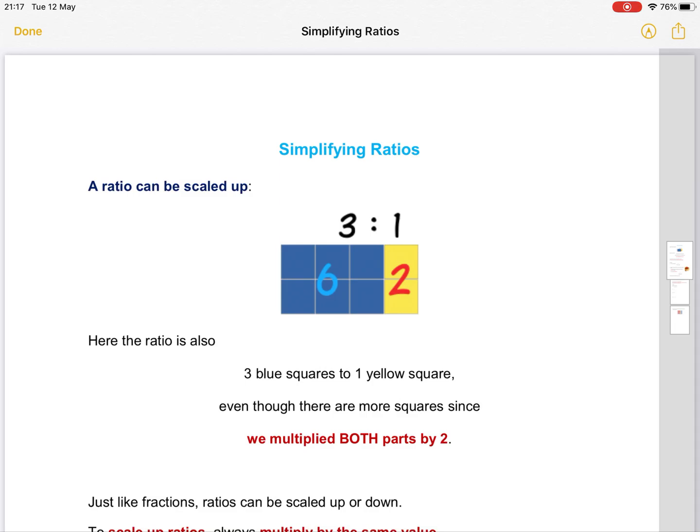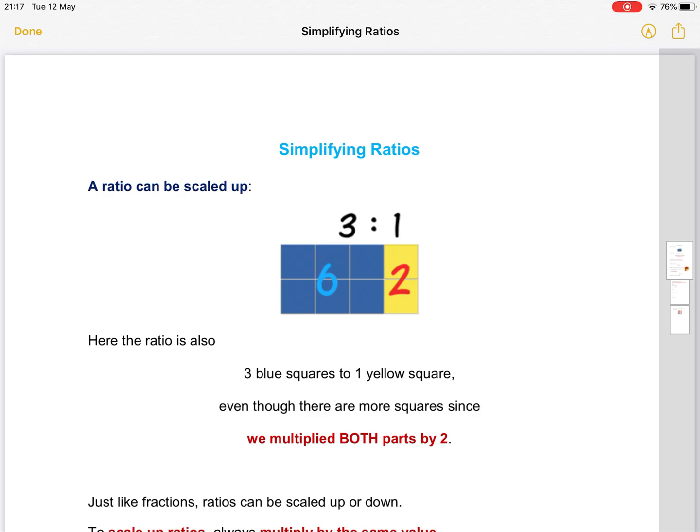We are going to continue on ratios. Yesterday, we got to know how we can write ratios, and today, we're starting to simplify ratios. Simplifying ratio.